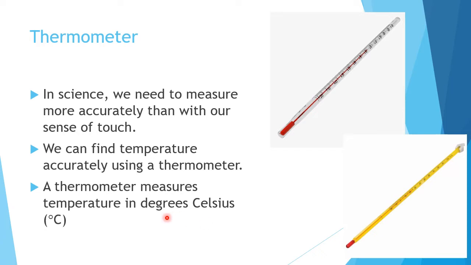So most of the time yang thermometer kami menggunakan, ia punya temperature is in degrees Celsius. So ini yang paling common. Degrees Celsius. So degree Celsius ia punya symbol bulat damit di atas and then capital C. Ini the symbol.